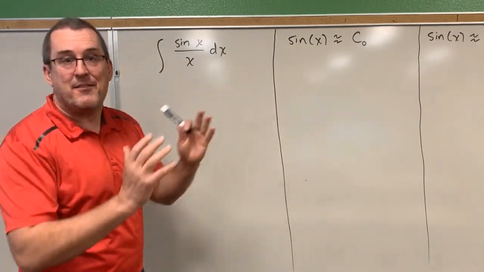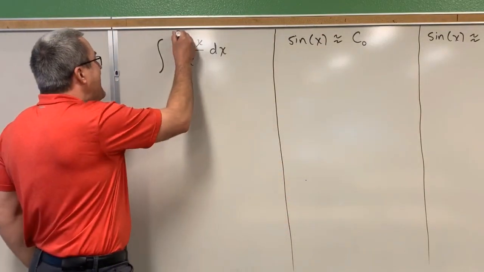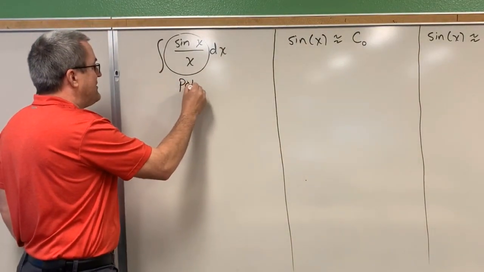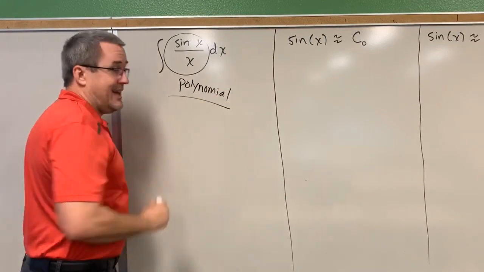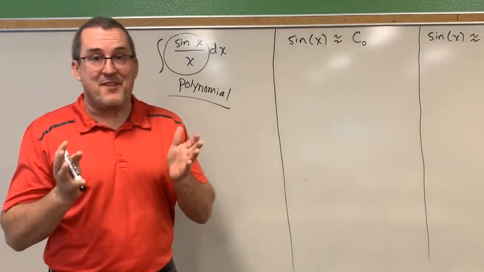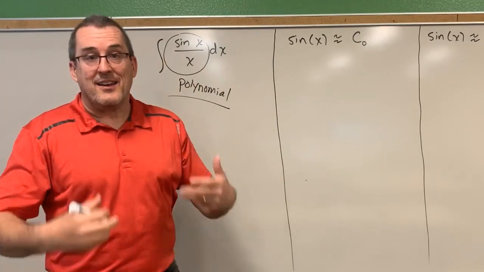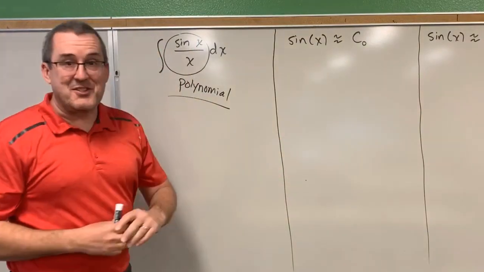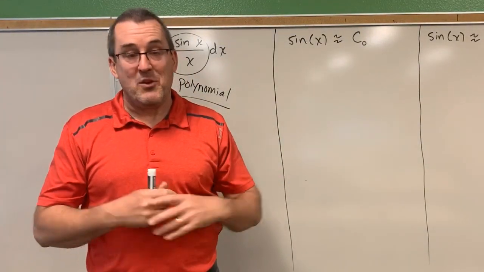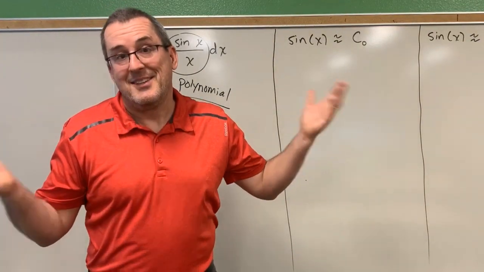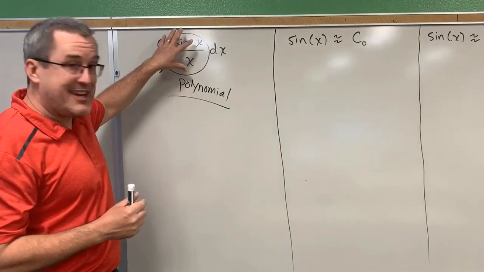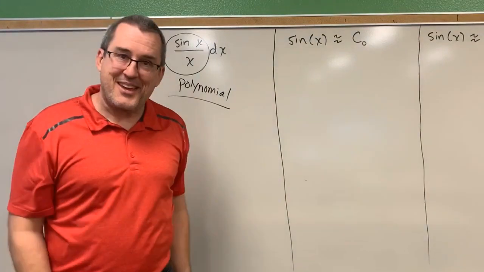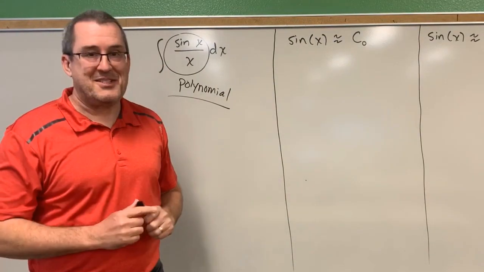Here's kind of a foreshadowing of where we're headed. Imagine that we could replace this function, sine x over x, with a polynomial function. Let me just remind you, a polynomial function is a function like a quadratic, a linear function, a cubic function, a quartic function. We can integrate polynomial functions, piece of cake. So that's what we're going to build today. How do we take sine x over x and find an equivalent polynomial function for it so then we can integrate that function?